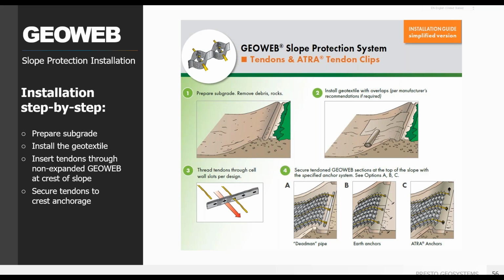Some slope protection systems are over a geomembrane or other liner that cannot be punctured, are on very steep slopes, or over rocky soil. In those cases, a system with tendons and load transfer devices is used. Here's a quick overview of that installation process for ATRA-Tendon clip installations. Prepare the subgrade, install the geotextile as recommended. At the crest, insert tendons through the cell wall eye slots and secure the tendons to the crest anchorage.